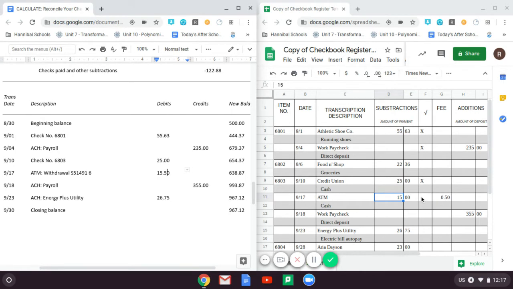That could be. So $15 plus that 50 cents, that is accounted for. So we'll put an X there. 9/18 is next. ACH payroll, that's a work paycheck, direct deposit again. A little more this time for $355. Check that register for $355. Perfect.